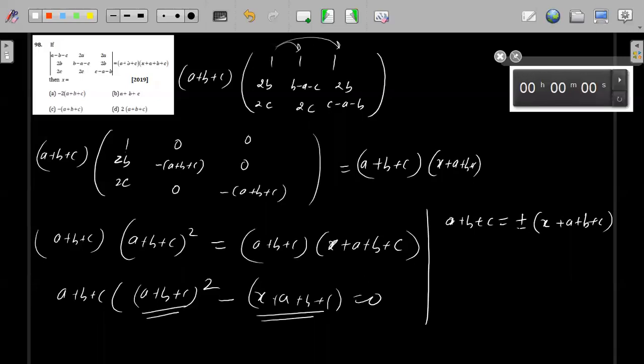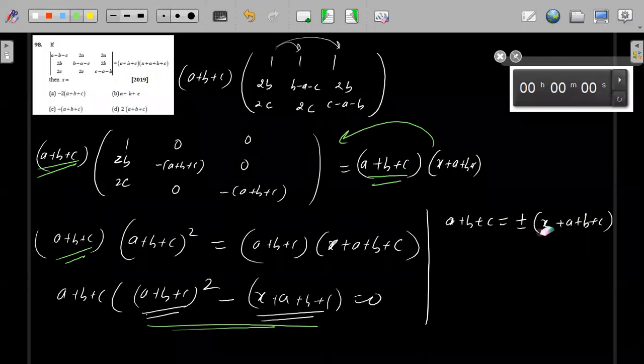So for plus, this part is okay, this part is okay. A plus B plus C, here also I have got A plus B plus C, right? So I will take everything on the other side. A plus B plus C is common. Now A plus B plus C whole square minus X into A plus B plus C, if this is equal to 0, then A plus B plus C is equal to plus minus of, because it is A plus B plus C whole square, so I will take roots, plus minus of X plus A plus B plus C.